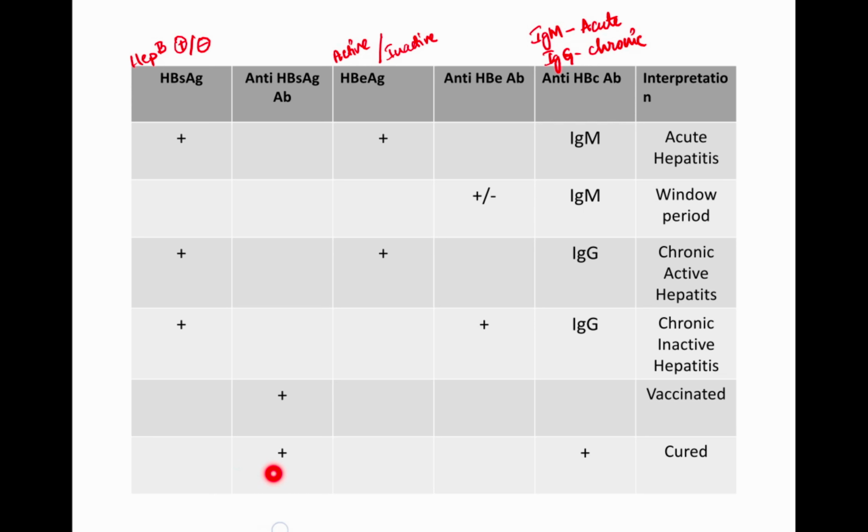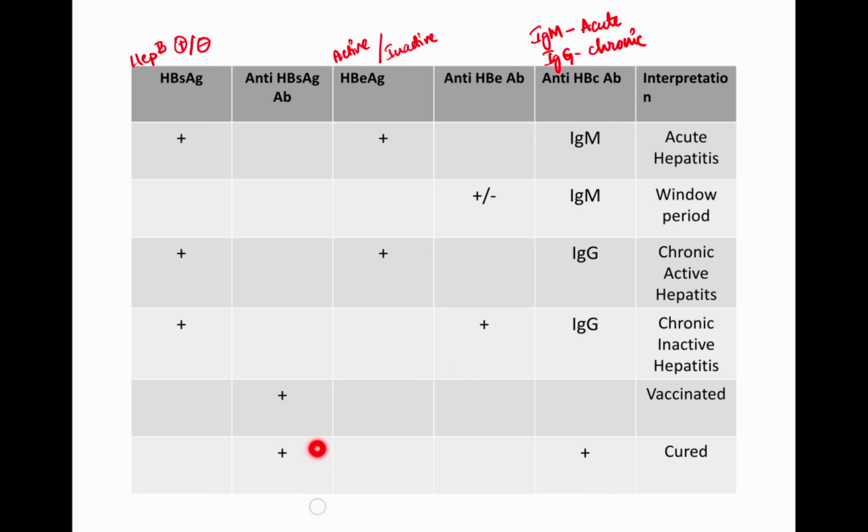Next, the last one. Anti-HBs antibody is present and core antibody is also present, which means he got infected and cured, right? That's it. Most important one, and if you didn't understand well, then repeat the video again.